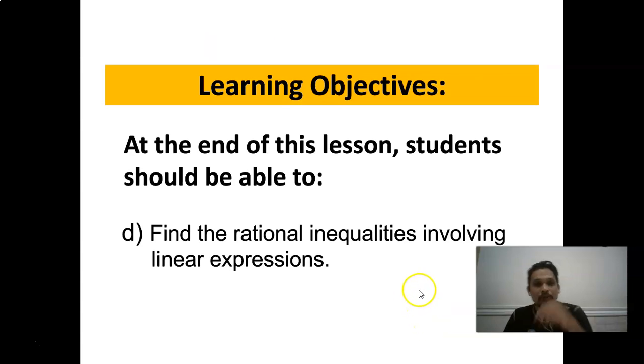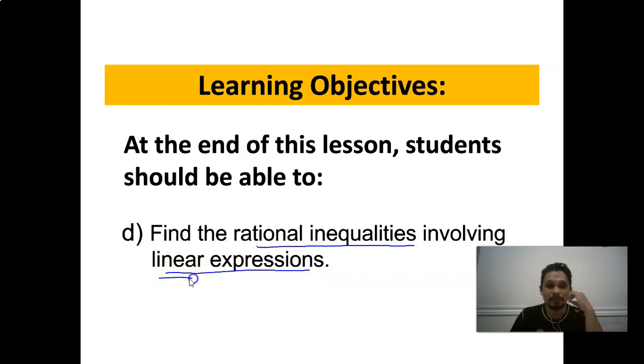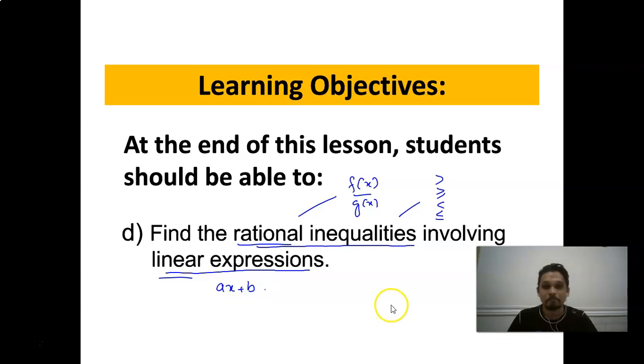Today we are going to look at the learning objective for this subtopic, to find the rational inequalities involving linear expression. Okay, rational means that we have it in the form of f(x) divided by g(x). Rational inequalities involve the signs of greater than or equal, less than or equal, and linear expressions of the form ax plus b.